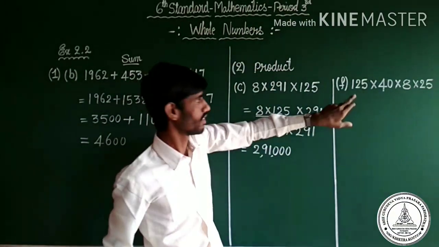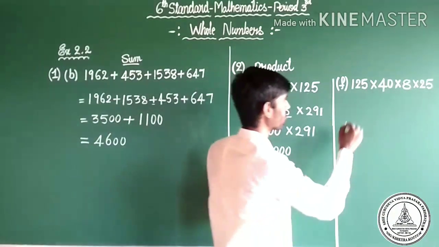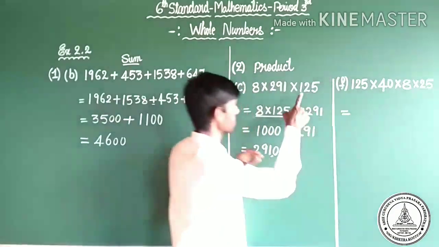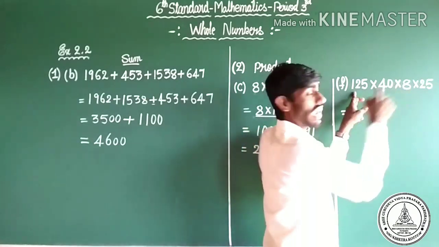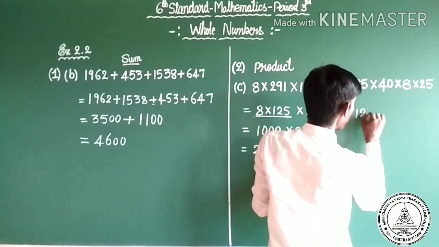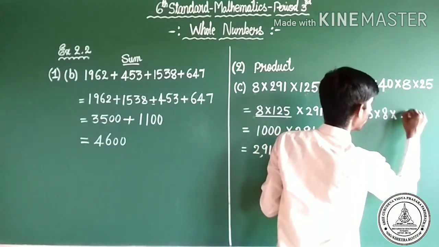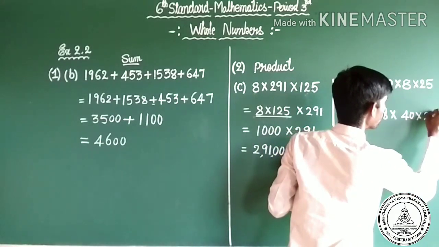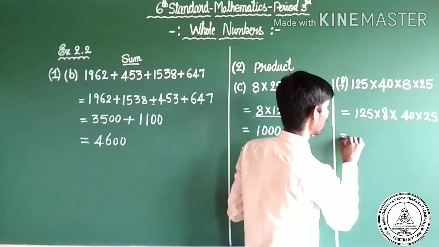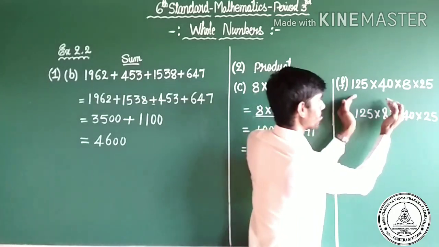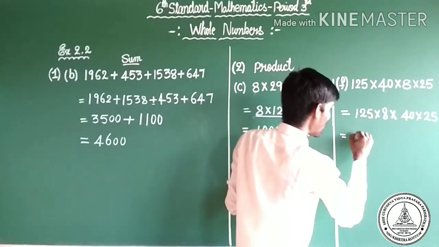Observe here, the next one: 125 into 40 into 8 into 25. Observe very carefully. As before, 125 into 8 is 1000. In the same way here, 125 into 8 into 40 into 25. It's too interesting. Just consider two numbers, 125 into 8, 125 into 8 is 1000.